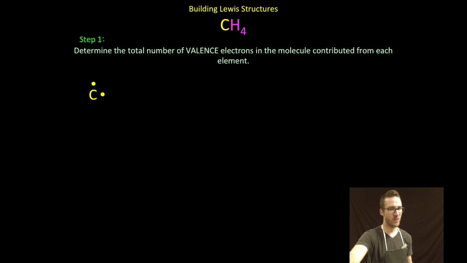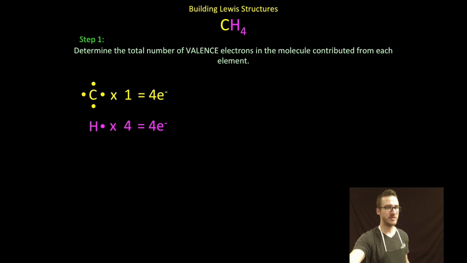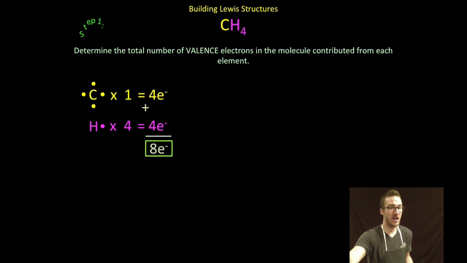Carbon has 4 valence electrons in its neutral atom. Hydrogen has 1. For the total number of valence electrons in the molecule, I've got 1 atom of carbon contributing 4 electrons, and 4 atoms of hydrogen, each contributing 1, for a total of 4 coming from those hydrogens. Add them together: 8 total valence electrons to work with.